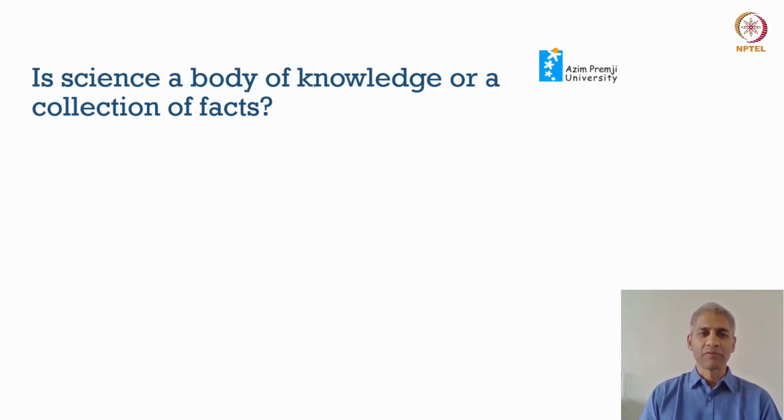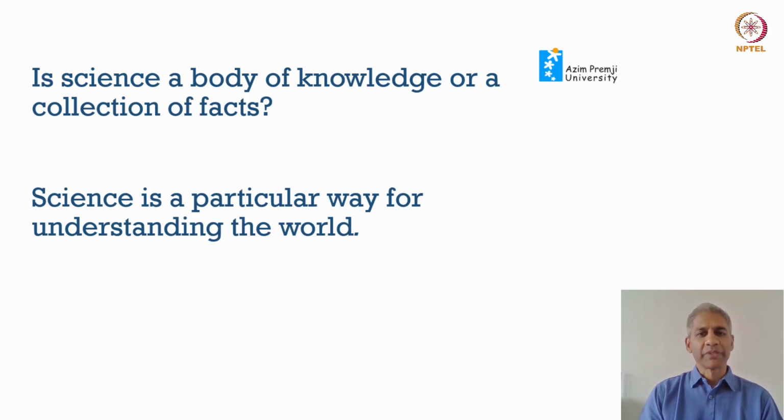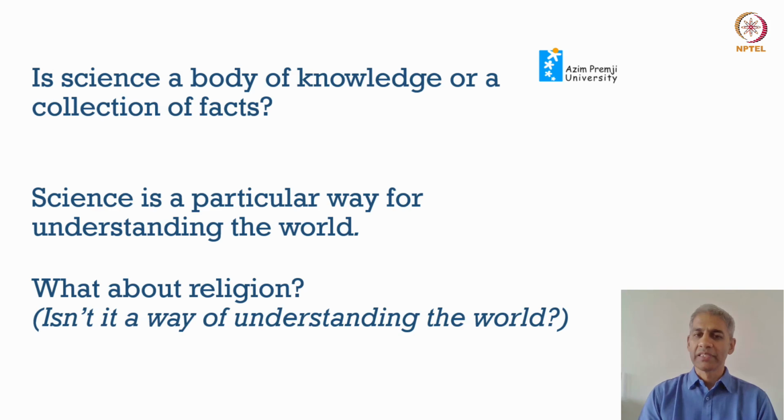To put it at its simplest, I would say that science is a particular way of understanding the world, right? You do things in a particular way to get answers about where we are and how certain things work. And you could say that about religion too, right? Isn't religion a way of understanding the world? But science has certain terms and conditions that it uses, which distinguish it from the way religion goes about trying to understand the world. And that's one big difference.